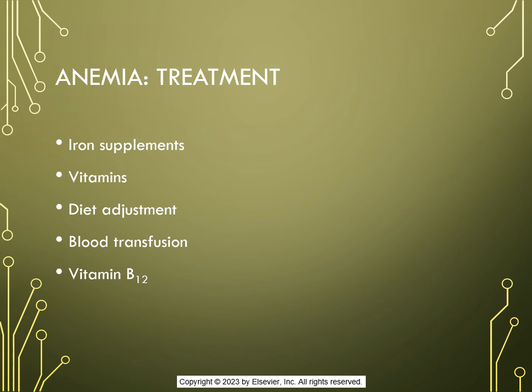Nursing functions will include administering blood, iron, vitamin B12, and folic acid, as well as monitoring for the desired effects. Patients should be taught that iron is absorbed more readily if vitamin C is simultaneously present in the GI system. Laboratory values will be particularly important when evaluating the care for a patient with anemia.